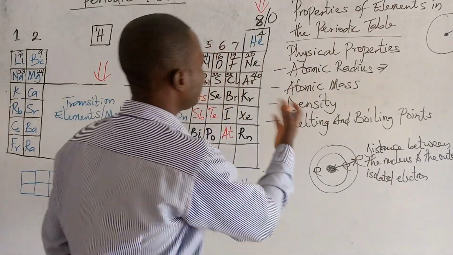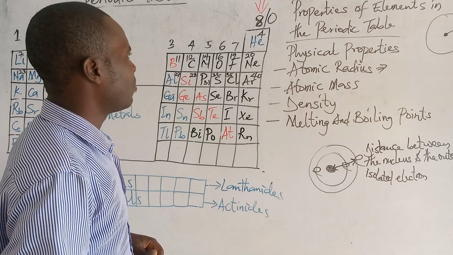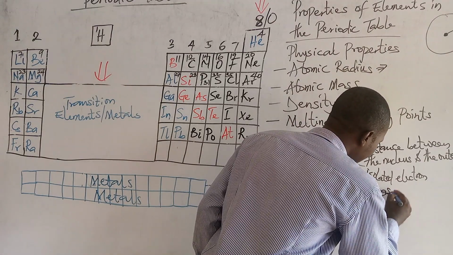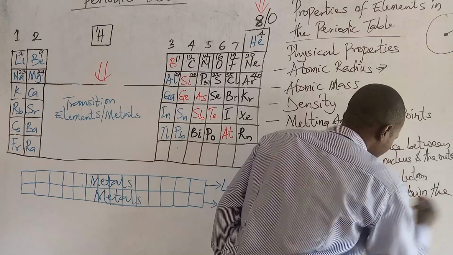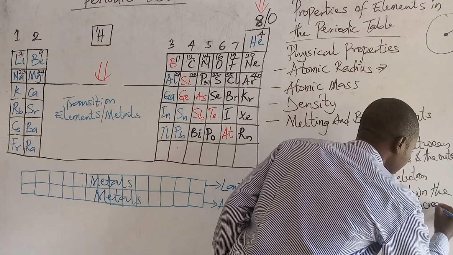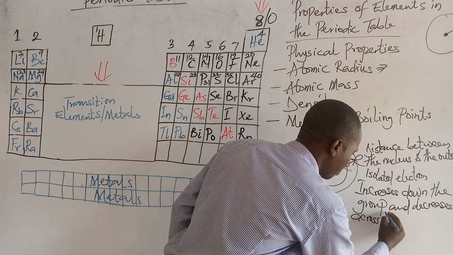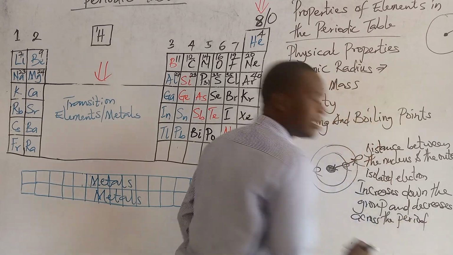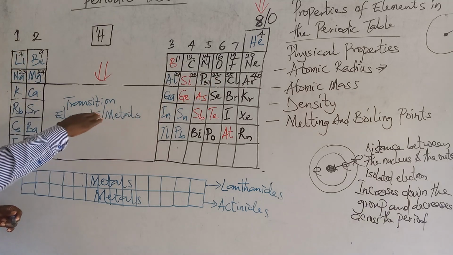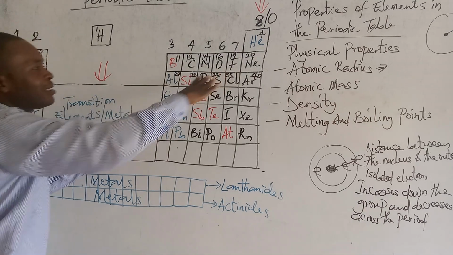And so, what is the behavior of this atomic radius in the periodic table? Atomic radius increases down the group and decreases across the period. It increases down the group. Now come and see, this is lithium. From lithium to sodium to potassium to rubidium to cesium to francium, atomic radius increases. Then across the period, the horizontal row is the period, the atomic radius decreases.